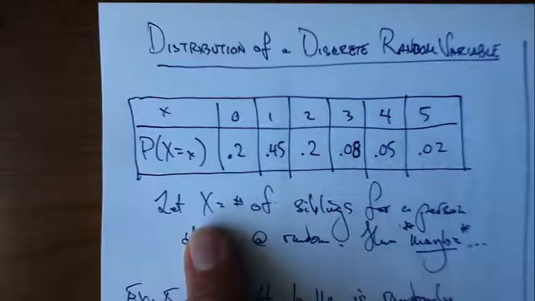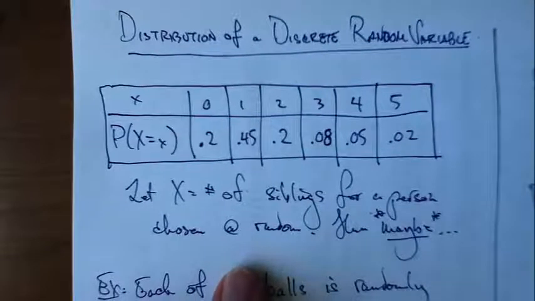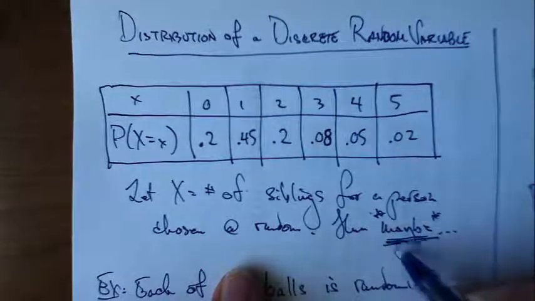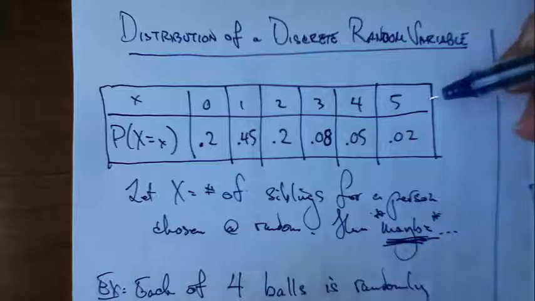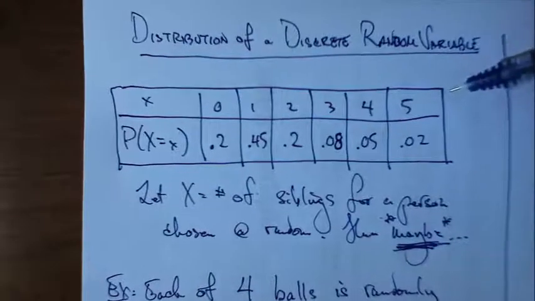to denote random variables. So let's let big X denote the number of siblings for a person chosen at random. Okay, the number of siblings for a person chosen at random. Then maybe, probably not, some people have 6 or 10 or 15 brothers and sisters, whatever. But maybe we can think of it like this.